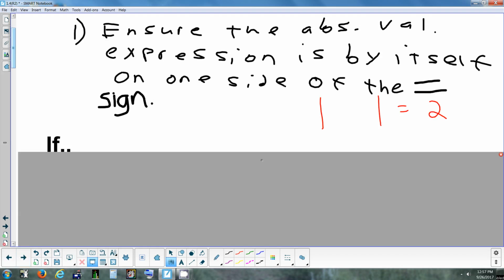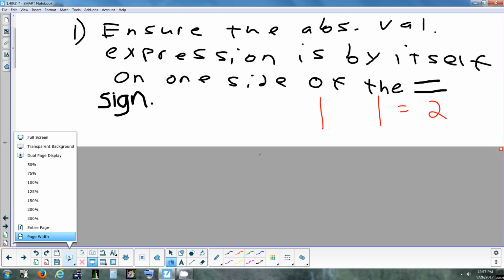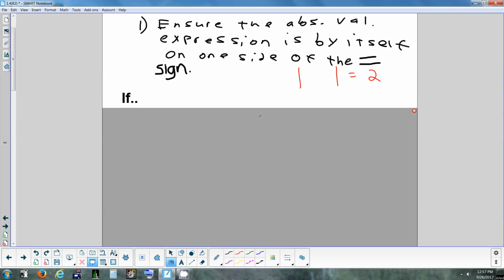Now, a couple different situations. And I'll leave this up here, guys, if you're not finished copying it down. I'll leave it up there. Now, a couple different scenarios that we could have.